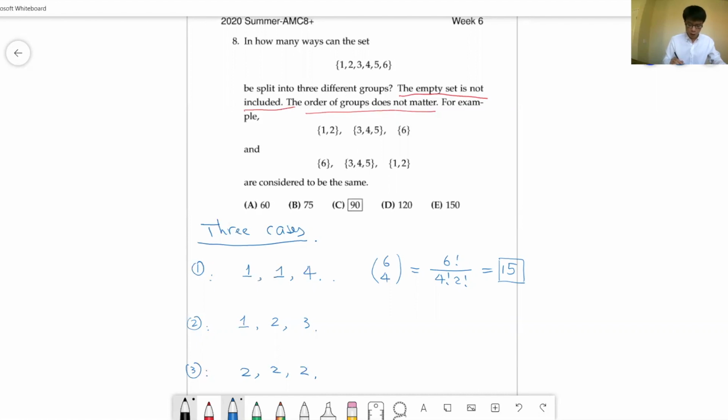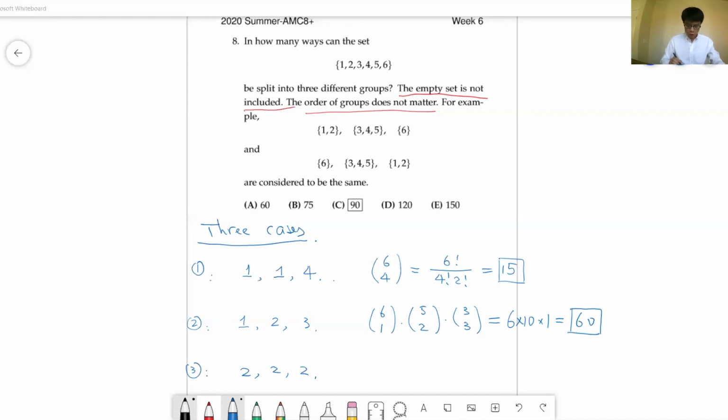And then for the second case, let's assign 1 number to the first set. So we choose 1 from the 6, and then we have 5 numbers remaining. From these 5 remaining numbers, we choose 2 numbers to assign to the second set, and then the remaining 3 go to the third set. So here we have 6 times 10 times 1, which is 60. There are 60 ways for this type.